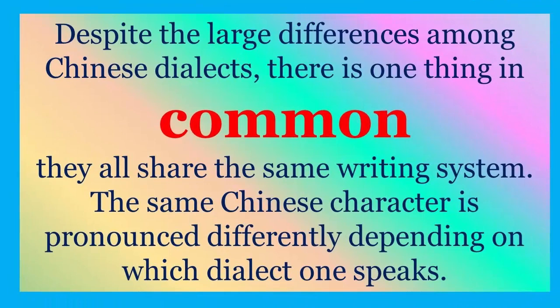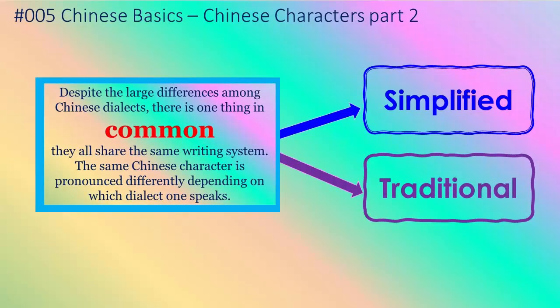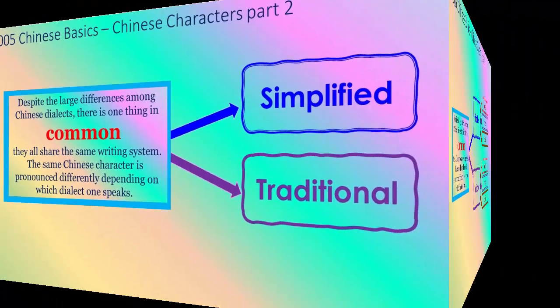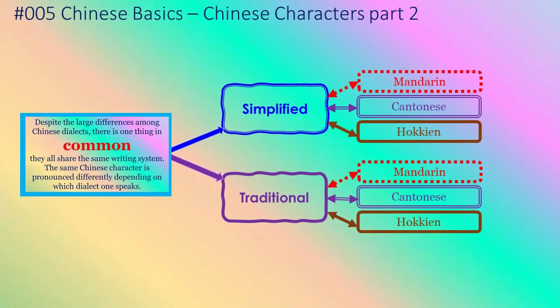In session 2, we've learned that despite the large differences among Chinese dialects, there is one thing in common. They all share the same writing system. The same Chinese character is pronounced differently depending on which dialect one speaks. However, in this session, we've discussed that there are two kinds of Chinese characters. One is simplified and the other one is traditional. So now, we wonder who writes simplified and who writes traditional.